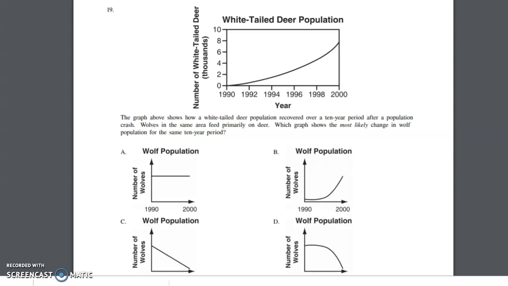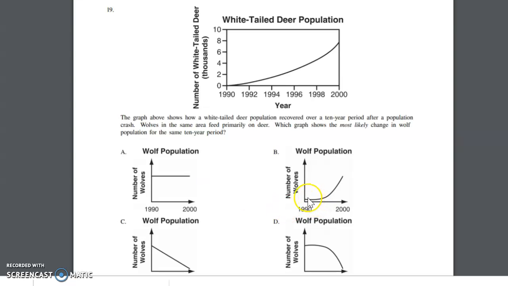Number 19, that's a graph of the white-tailed deer population. It says the graph above shows how a white-tailed deer population recovered over a 10-year period after a population crash. Wolves in the same area feed primarily on the deer. Which graph shows the most likely change in wolf populations over that same 10-year period? And again, we're talking about food sources. So if our food source is increasing, more food is available, what do you think is going to happen to the population of that predator if more food is available? Okay, this one, it's a flat line that says the population is staying steady.